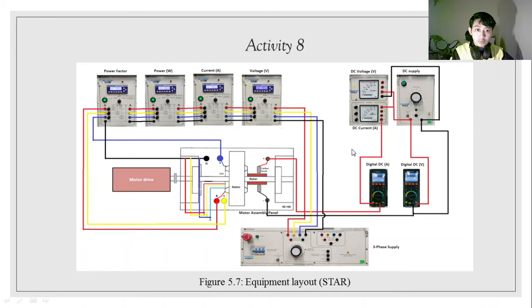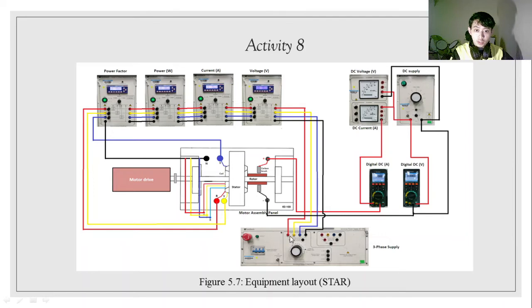So for the current measurement unit, we need to connect it in series, while the voltage measurement unit, we need to connect it in parallel. So for this part, we need to use the three-phase supply. So we can see red phase, yellow phase, blue phase and also one neutral.